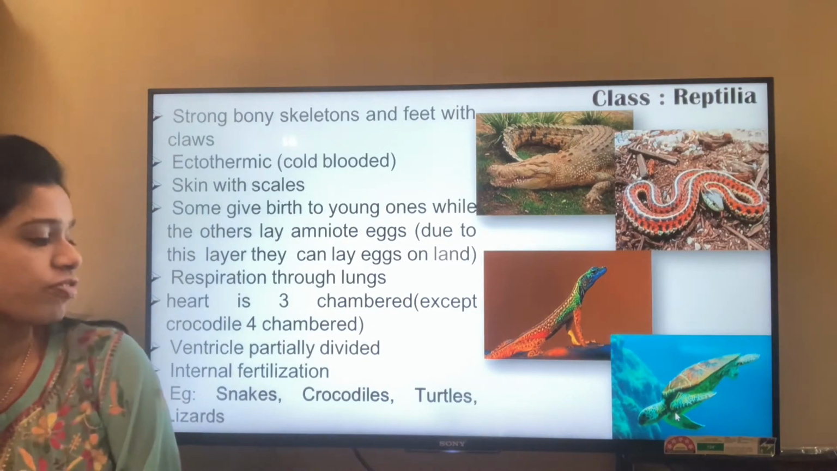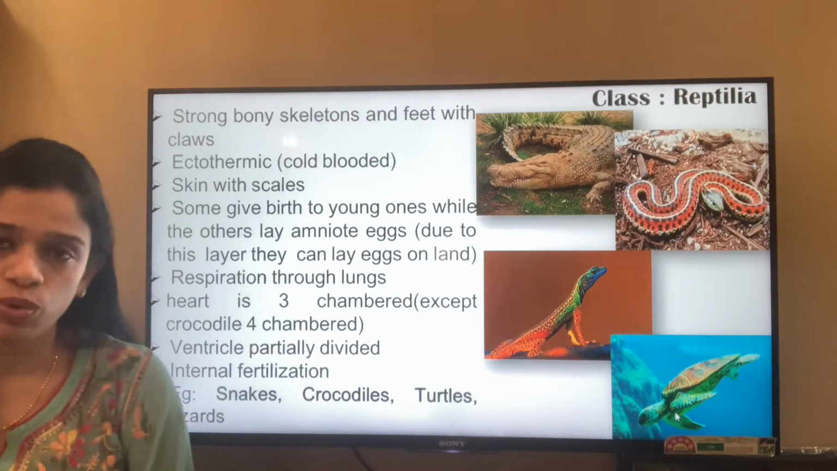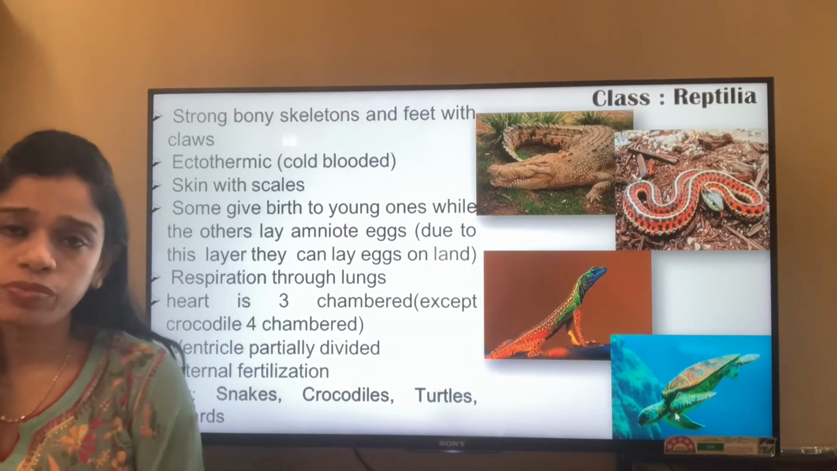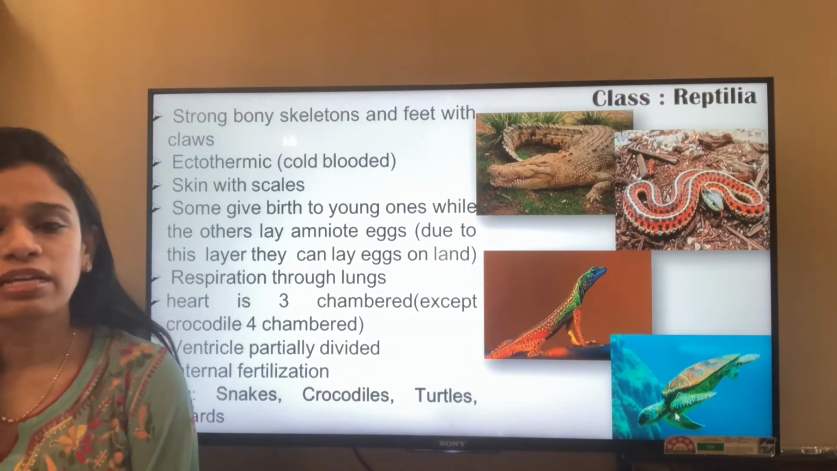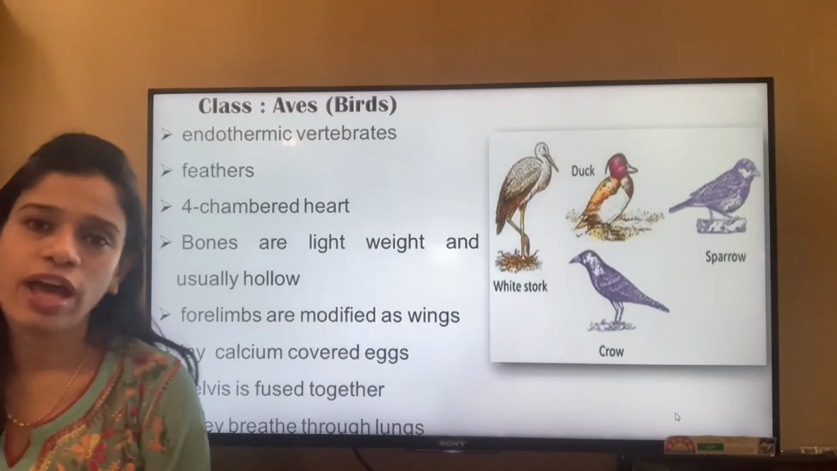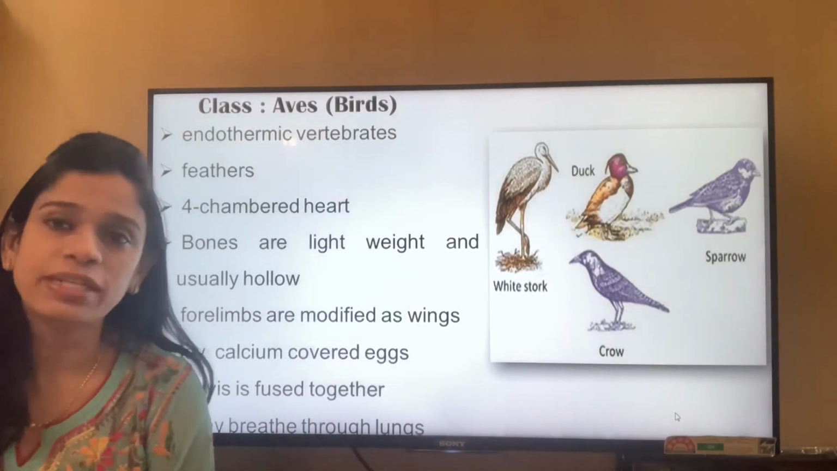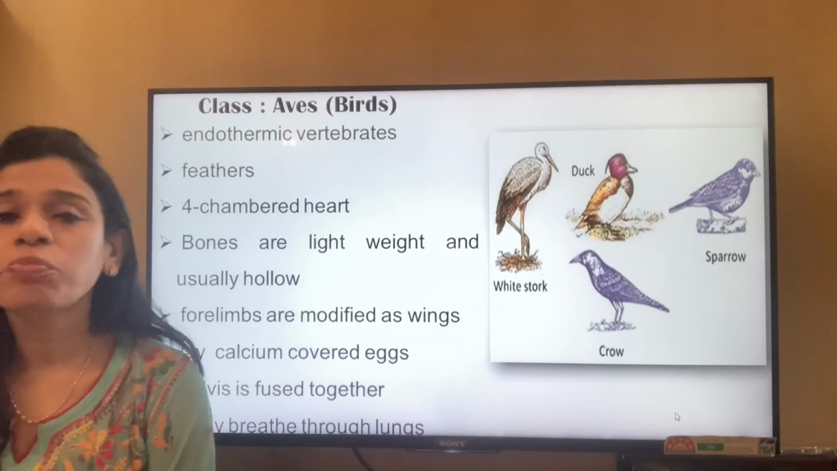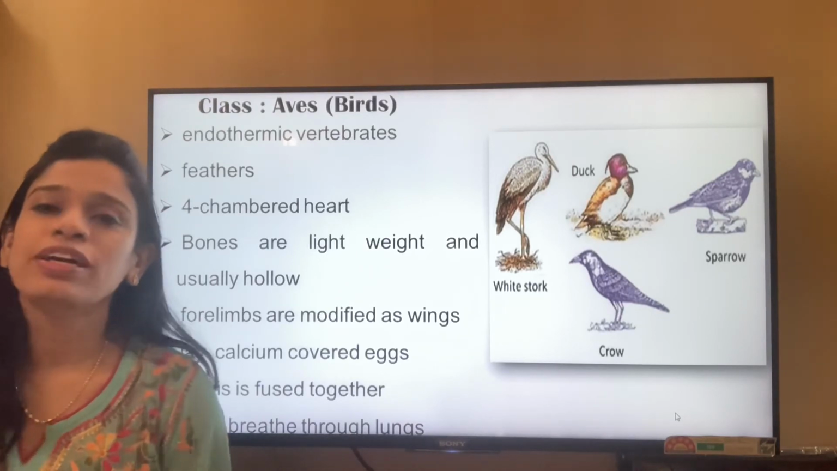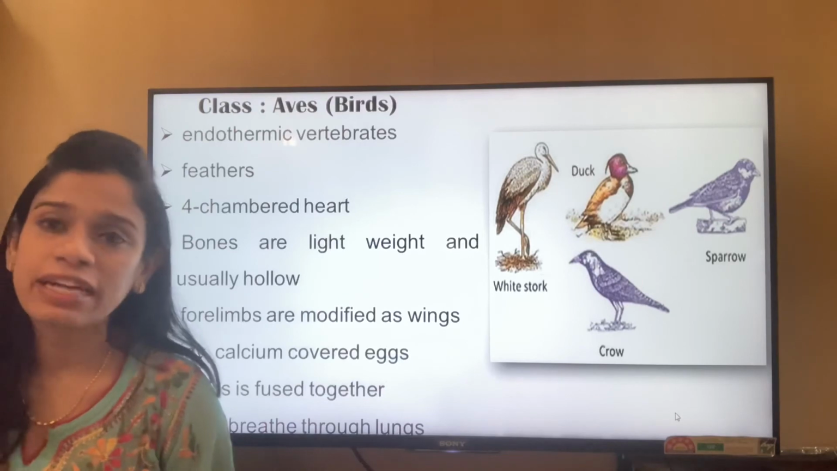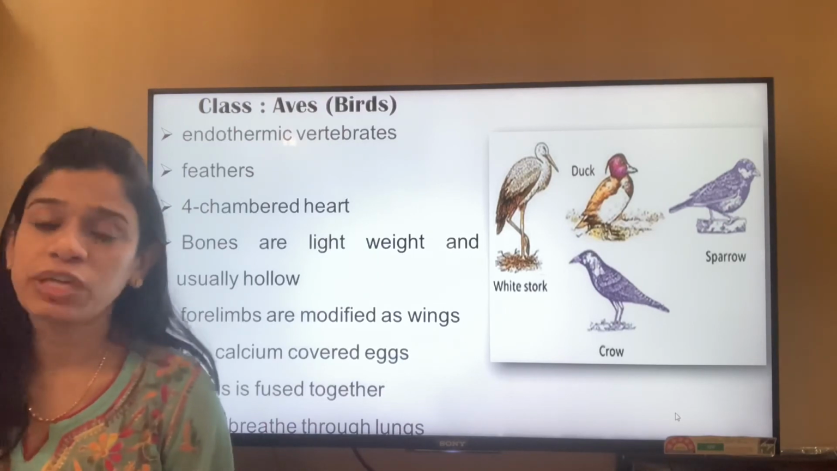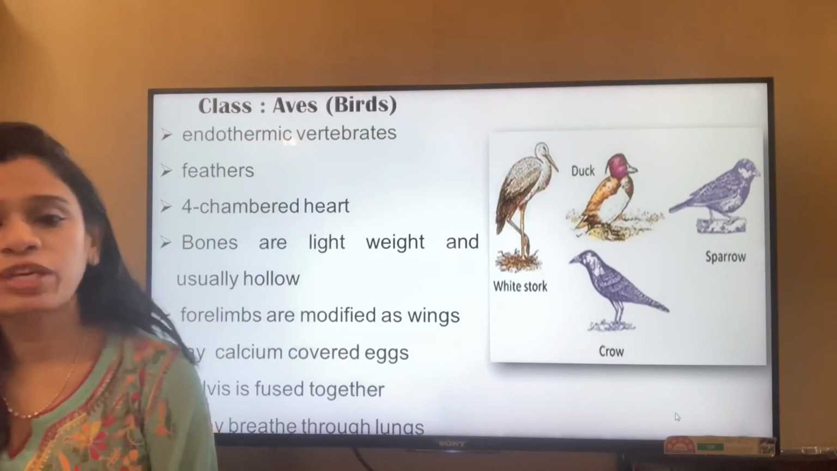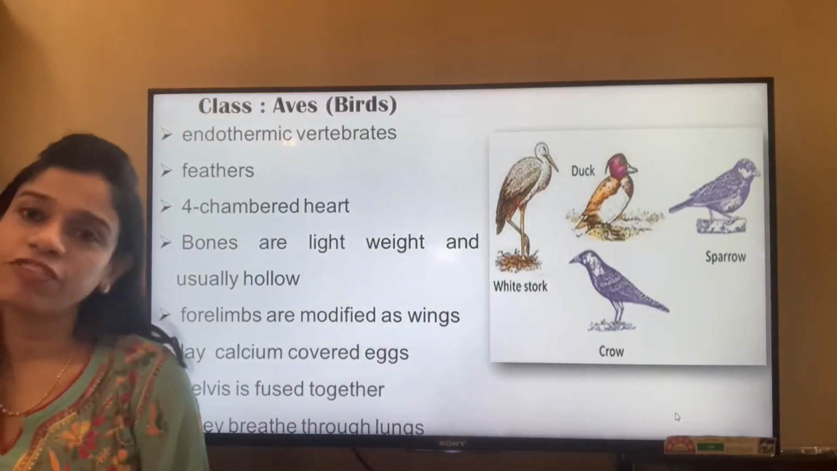The examples of reptiles can be snakes, crocodiles, turtles, lizards, etc. Moving on to the next class, that is the class Aves, and we all know it means birds. So this is a wonderful class representing beautiful body structures, beautiful colors, and some special features which are not found in other classes. The first special feature is the presence of feathers.